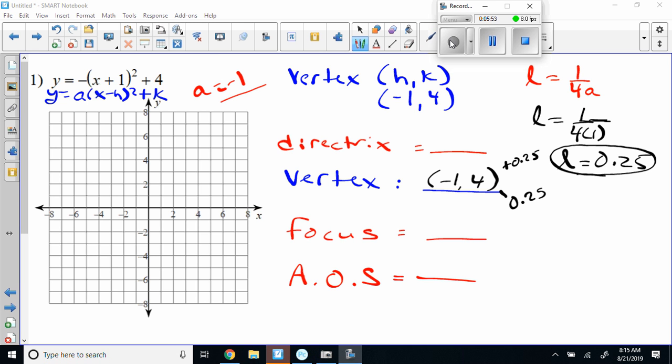No. Remember this, we're looking at vertical, right? So the vertical, the axis will never change, right? So let's just do the focus first. So the x value will not change, right? Comma, what is 0.25 less than 4?